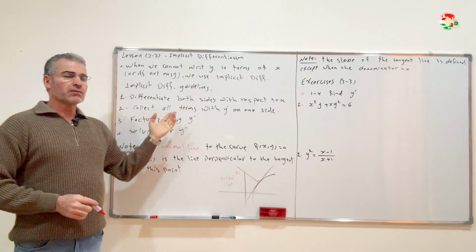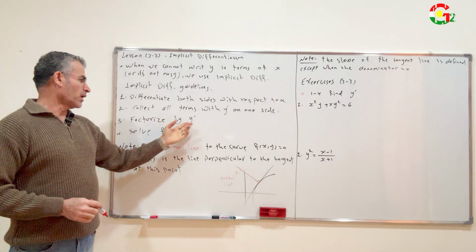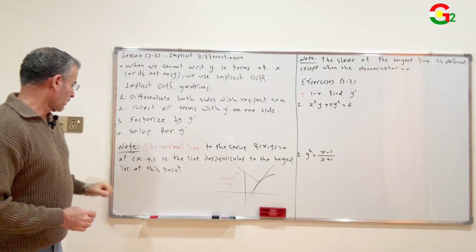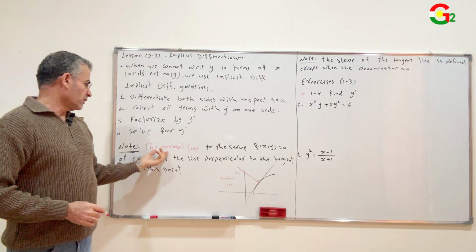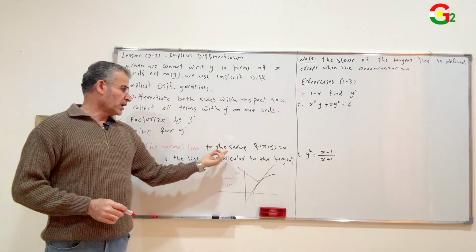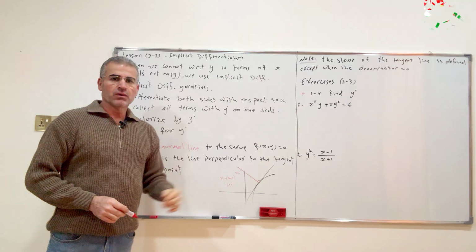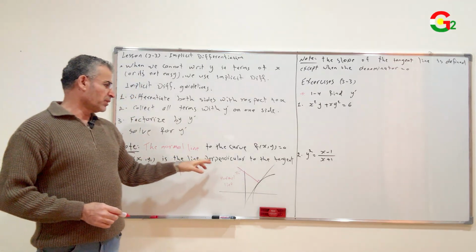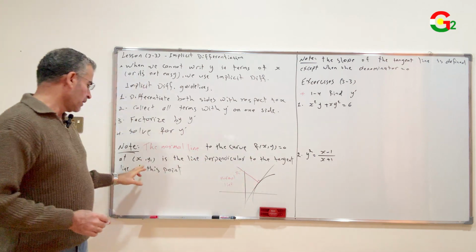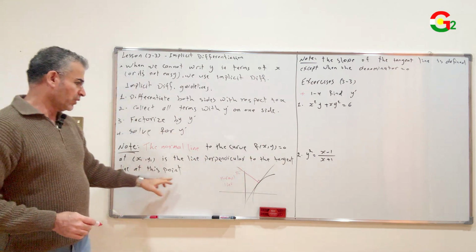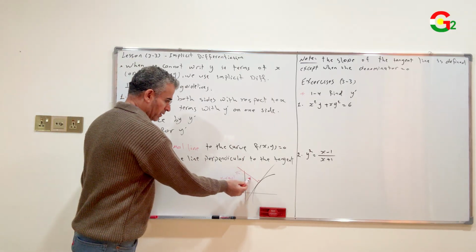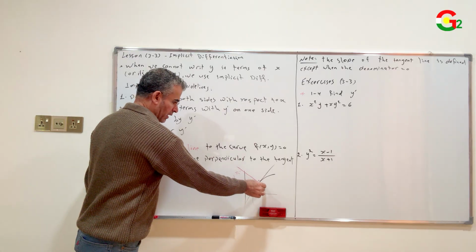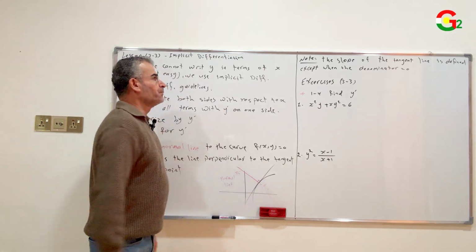Factorize the term with y prime by y prime. Solve the equation for y prime. Note the definition of the normal line to the curve f of x, y equals 0 at point x1, y1: it is the line perpendicular to the tangent line of the curve at this point. This is the normal line. It is perpendicular to the tangent line at the point x1, y1.